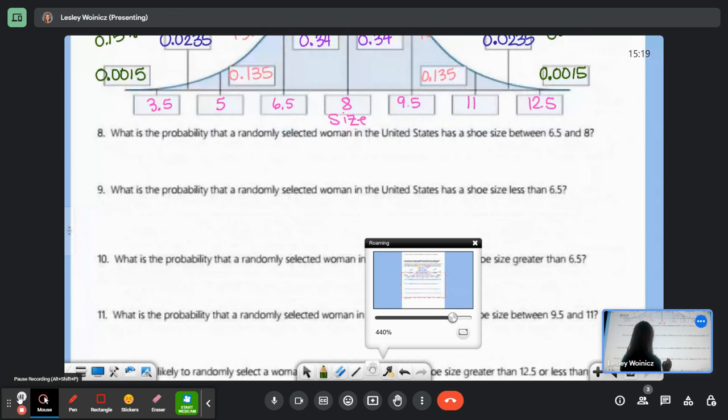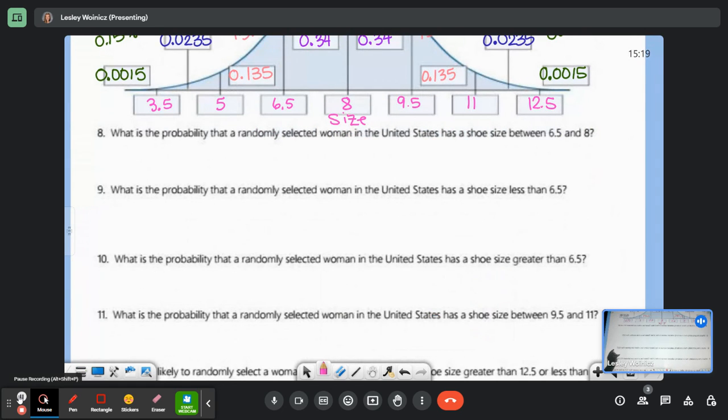Now the fun part. We have to find the probability that a randomly selected woman in the U.S. has a shoe size between 6.5 and 8. Every time we have to use proper notation or we're going to get dinged. We don't have extra points to lose, right? So we want the probability of between 6.5 and 8. What is that probability? It says it right up there. 0.34. Is that what you said? Yes.